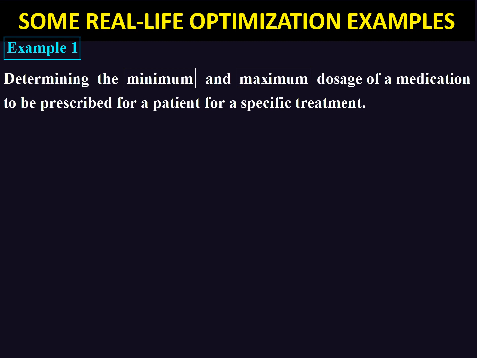First one, determine the minimum and maximum dosage of a medication to be prescribed for a patient for a specific treatment. If you're a medical doctor, you want to prescribe some medication for a patient, it's essential that you know the minimum dosage. That means if you prescribe too little, that medication might not have any effect for the patient. On the other side, if you prescribe too much, it might be detrimental to the health of the patient.